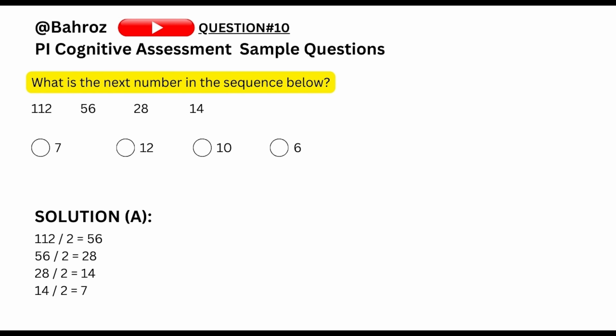Question number 10. What is the next number in the sequence below? So here I tried subtraction and addition. 112 minus 56 gives me 56. 56 minus 28 gives me 28. So essentially what is happening is that the number is getting divided by 2. So 112 divided by 2 is 56. 56 divided by 2 is 28. 28 divided by 2 is 14. 14 divided by 2 would be 7. So the answer is A.